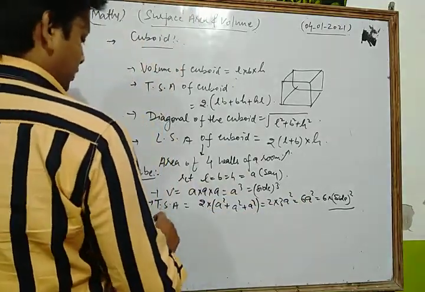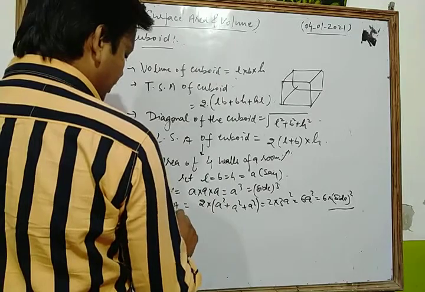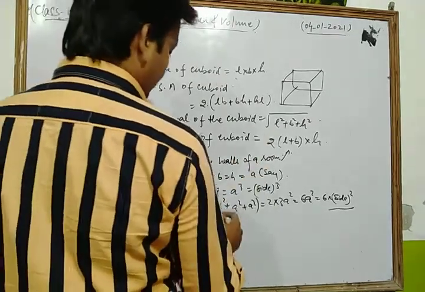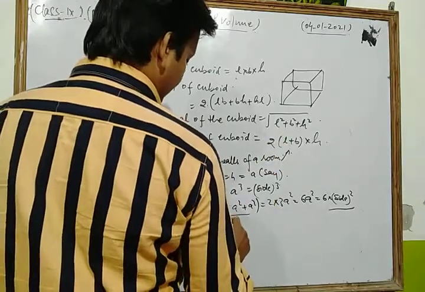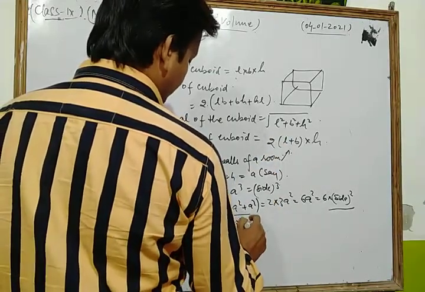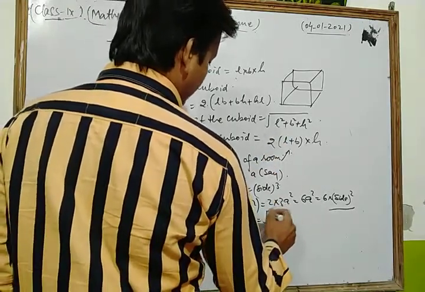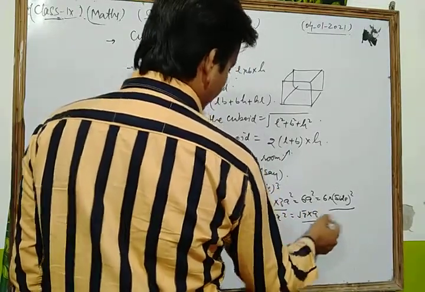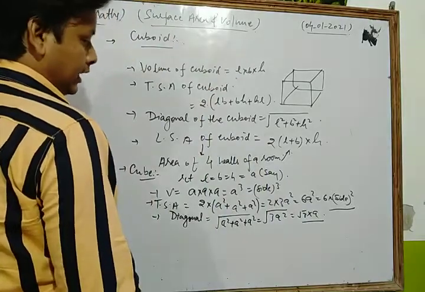Now the formula for the diagonal of a cube. It is the square root of A square plus A square plus A square, which is 3A square. So root 3 into A is common out, giving root 3 into side.